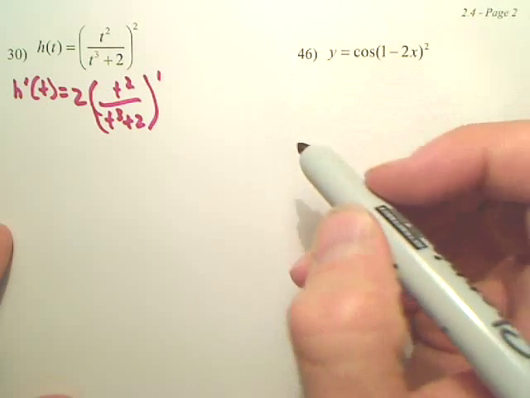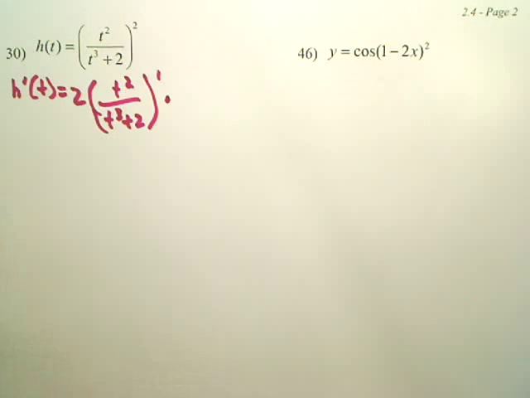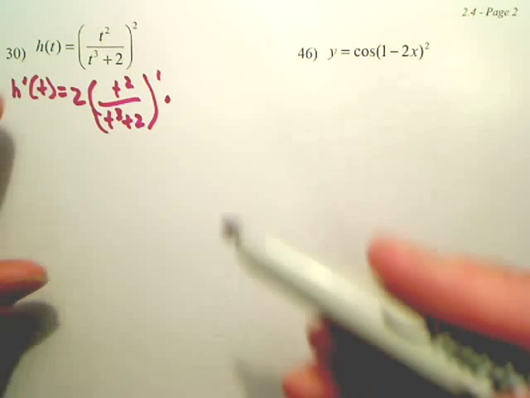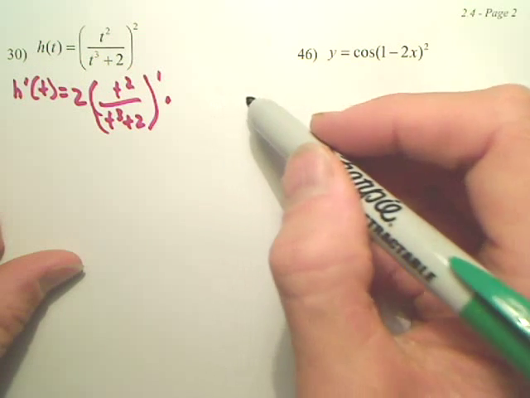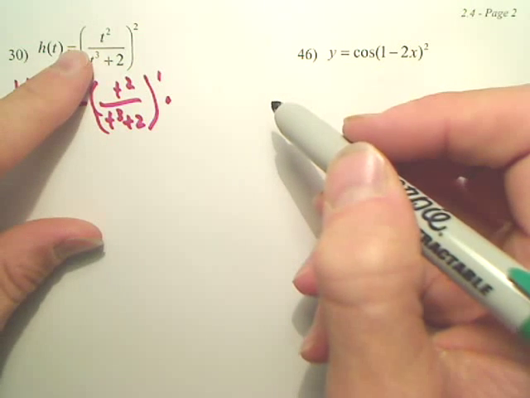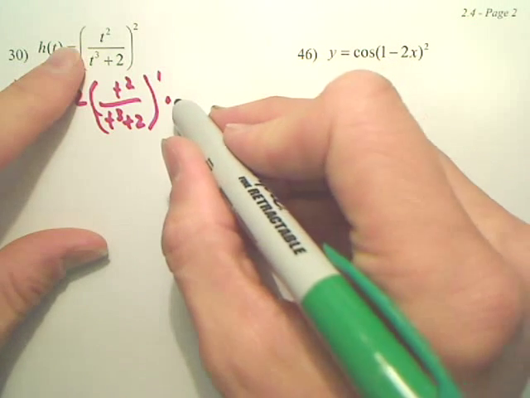Now I've got to derive the inside. That's the ugly part of this problem: deriving the inside and then simplifying. So we have to now derive this inside. That's the second part of the chain rule. This is a quotient rule, so it's going to be kind of long.